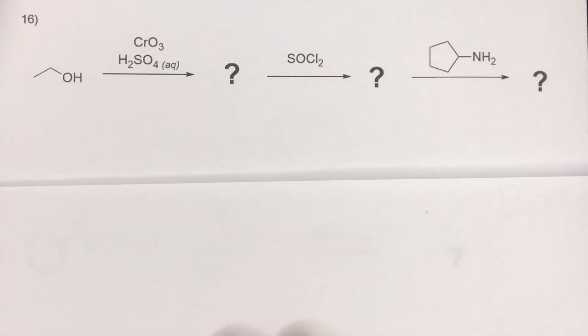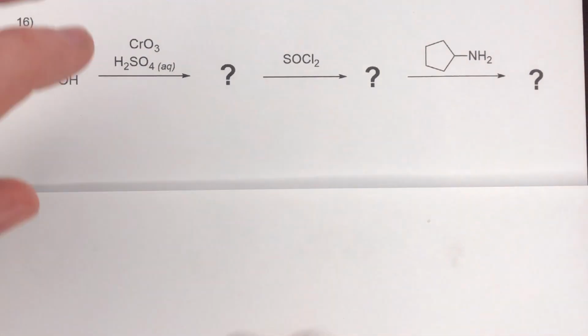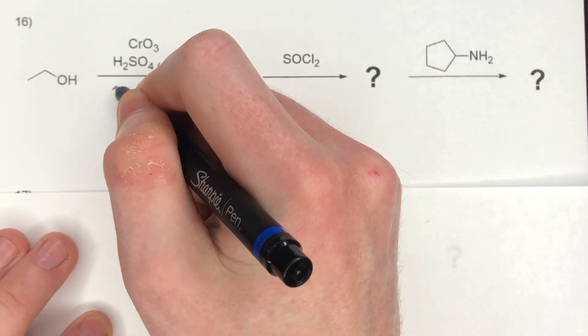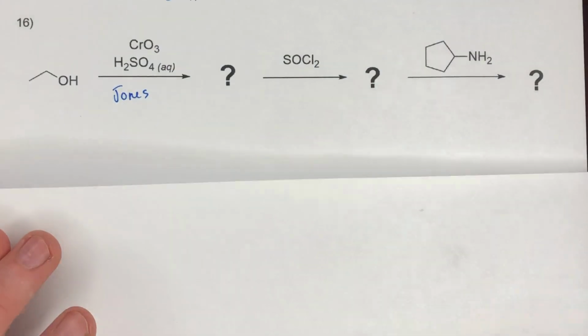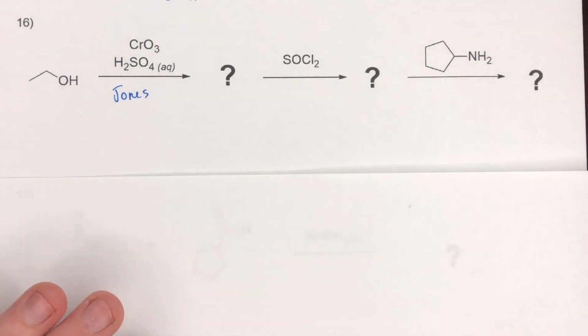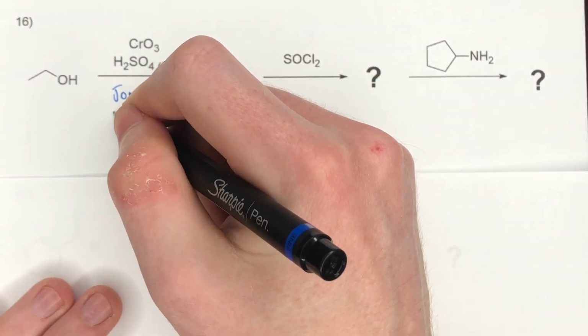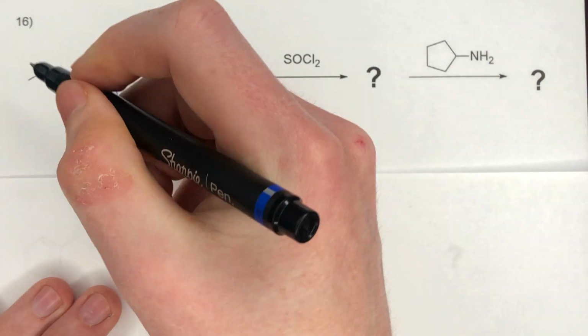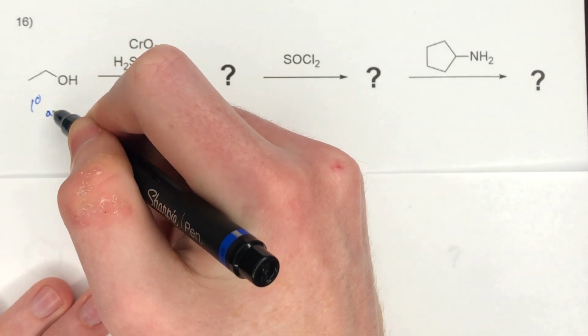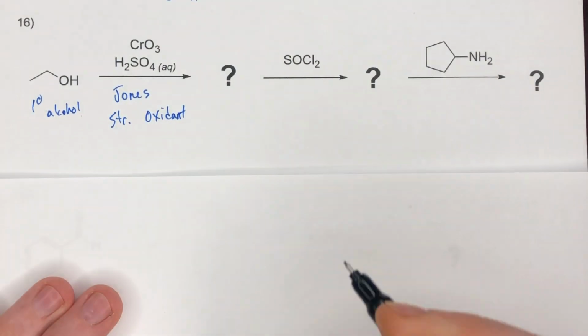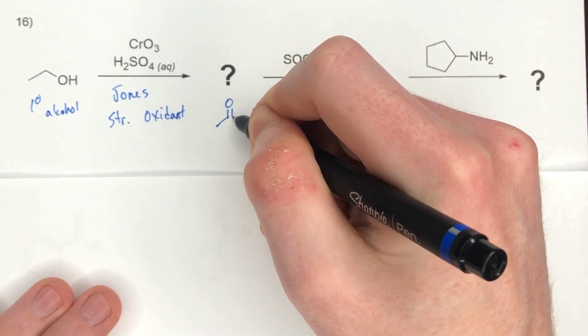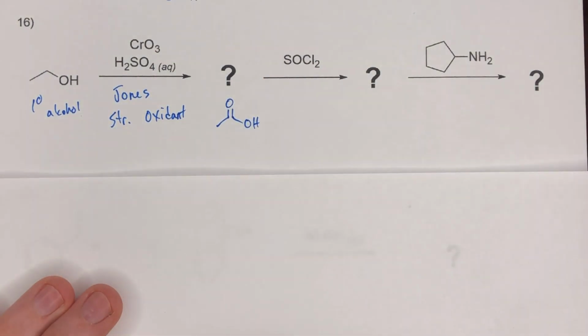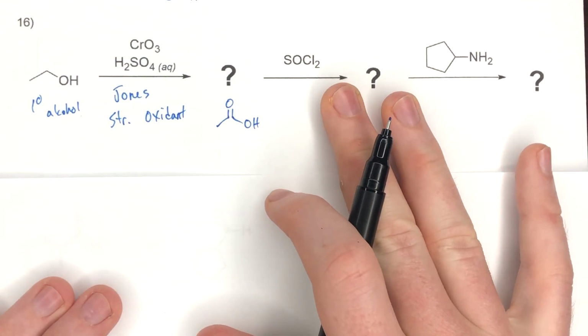All right, here we have the next one, question 16. This is a type of Jones reagent. There are several ways to show it. This is a strong oxidant, extremely strong, so much so that it's going to transform our primary alcohol directly to the carboxylic acid. So that's what we're going to get in this first question mark here. This first product is our carboxylic acid.